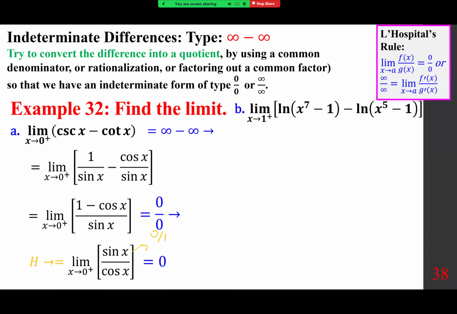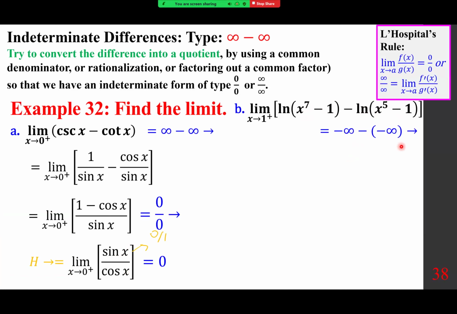Consider ln of x to the power of 7 minus 1 minus ln of x to the power of 5 minus 1, as x is approaching 1 from the right. I hope you notice this becomes 0, this becomes 0, but it's from the right. So this is negative infinity, so is this one. So minus infinity minus negative infinity is the same as infinity minus infinity in essence.